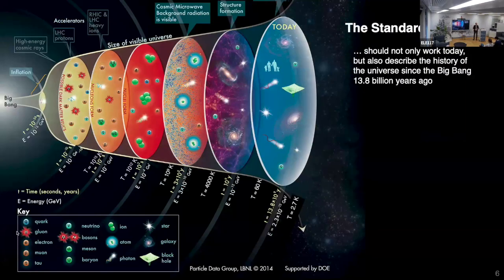Now, we want the standard model not only to describe the world today around us, but also the entire history of the universe, starting with the Big Bang, 13.8 billion years ago, which is here at the beginning. This is the size of the universe, and this is the time axis. After the Big Bang, the universe was expanding very fast. And in fact, the energy density was reducing. We have very high energy density at the moment of the Big Bang.